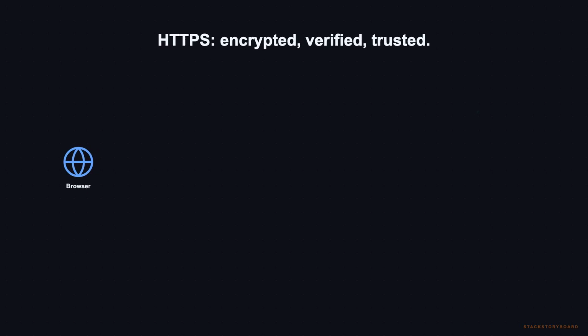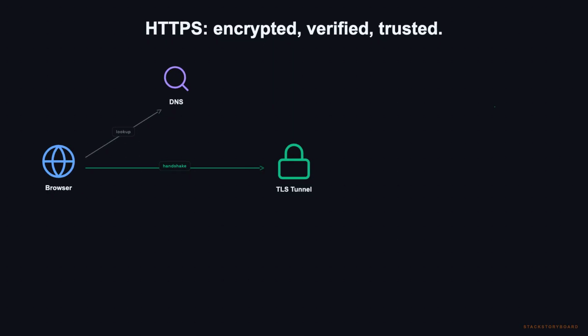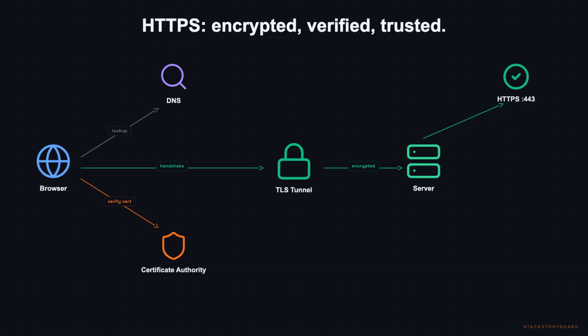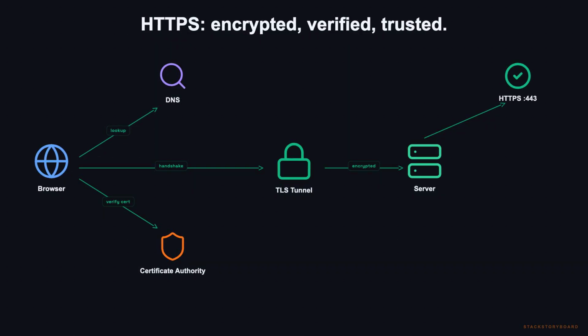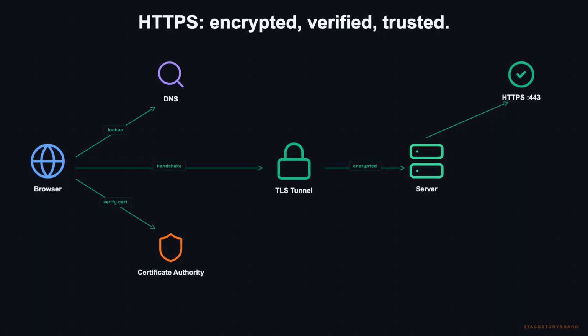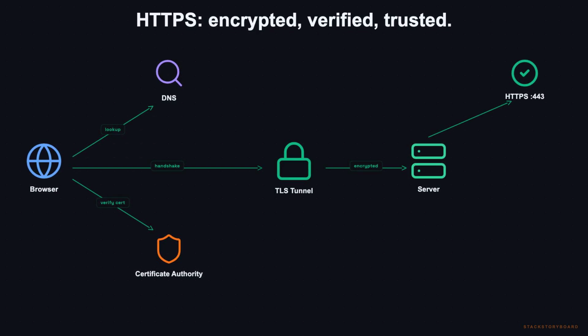So, here's the full picture. Your browser looks up the address, runs the TLS handshake, and verifies the server's certificate through a chain of trust, all the way back to a root CA. Both sides derive the same key without ever transmitting it. And from that moment on, every byte is encrypted. That tiny padlock in your browser's address bar, it represents all of this happening invisibly, in milliseconds, every time you load a secure page. Pretty cool, right?